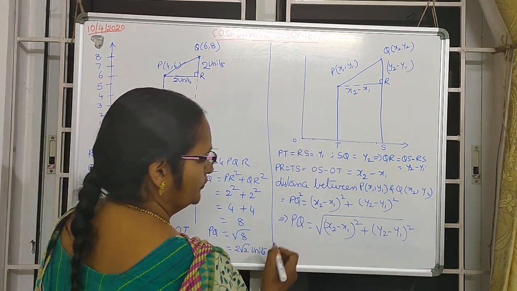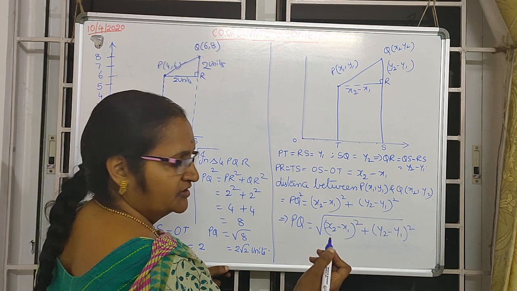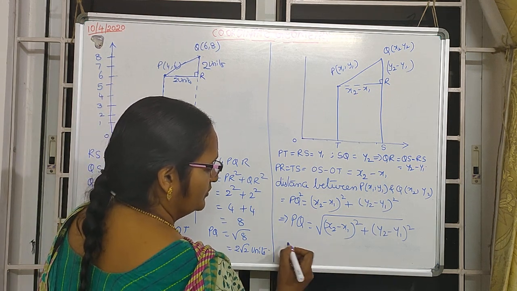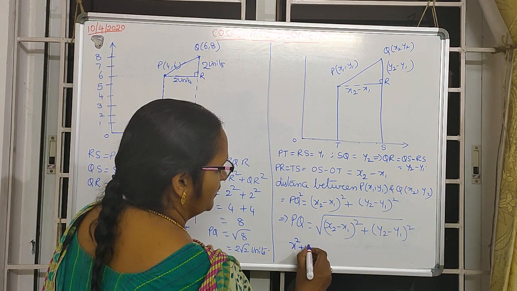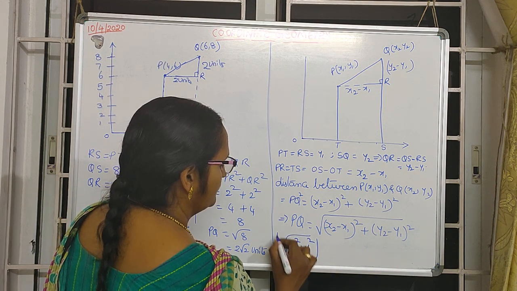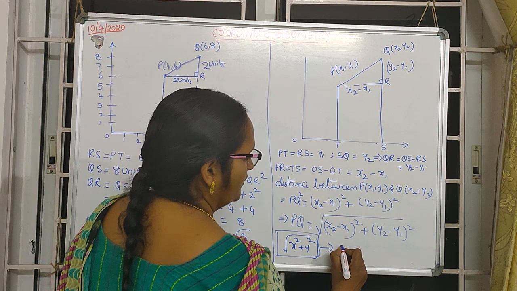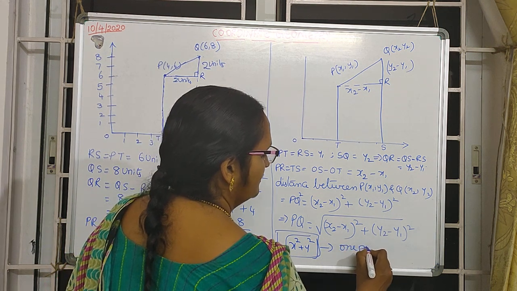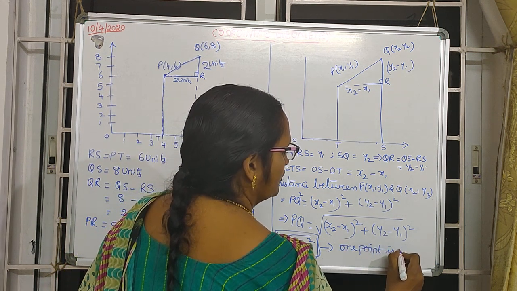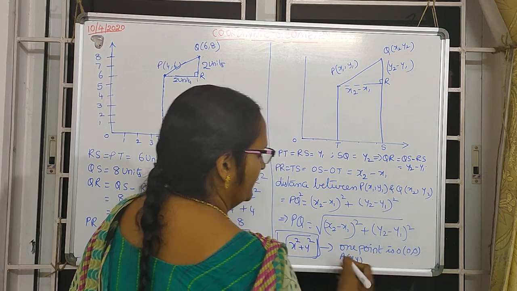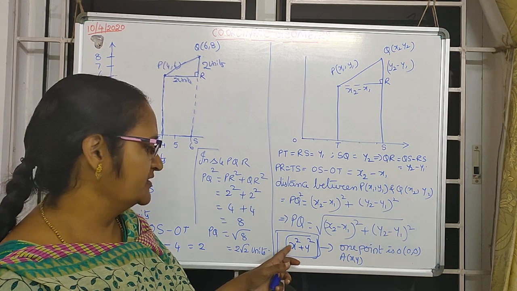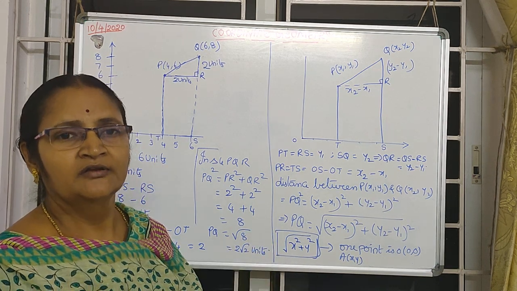If among those 2 points one point is the origin, then the distance between those 2 points is given by the square root of x square plus y square. That is the formula when one point is the origin. When the origin O (0, 0) and another point A (x, y) are given, the distance between those 2 points is written as the square root of x square plus y square.